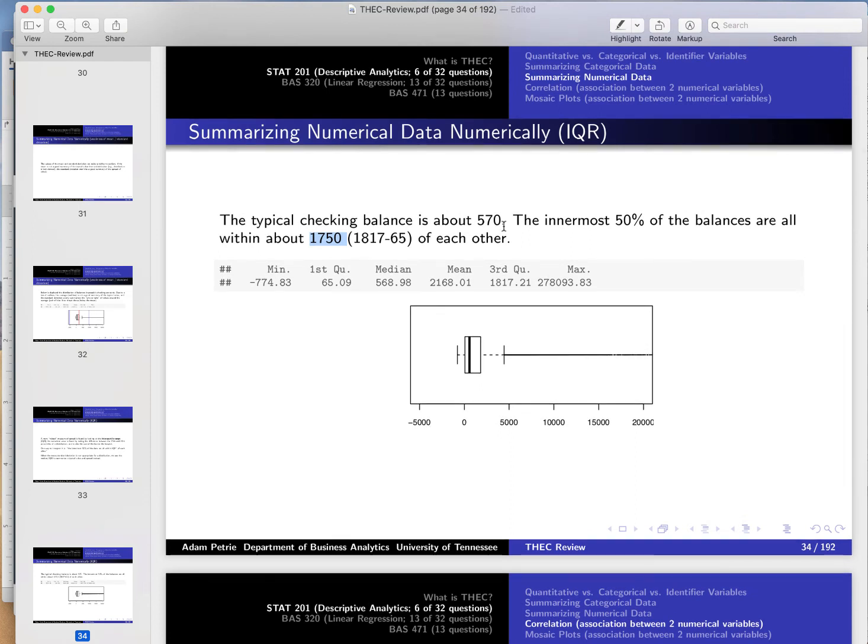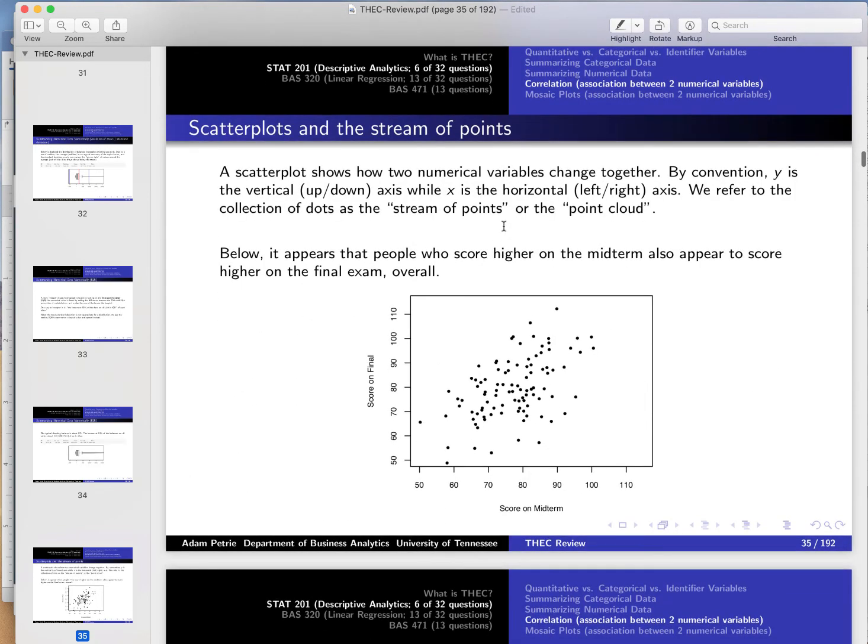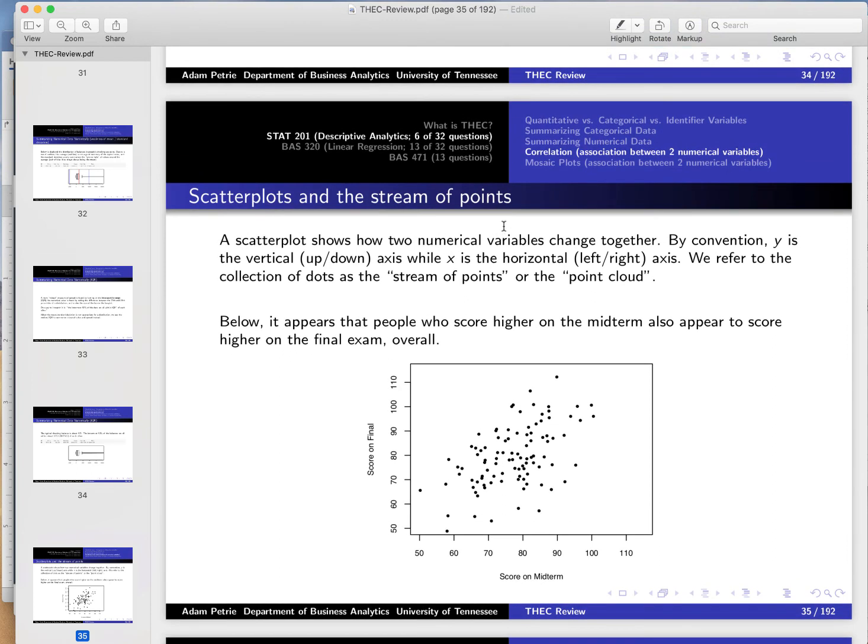So that's how we summarize a distribution of one variable, both numerically and graphically. In business analytics, we're a lot more interested in studying associations between two or more variables. And so you spend a good deal of time in Stat 201 and really also in BAS 320 talking about relationships between two or more different quantities. Now, if we had two numerical variables and we wanted to study their relationship, the best visualization is going to be a scatter plot. So let's imagine we wanted to study the relationship between someone's scores on the final exam and their scores on the midterm exam.